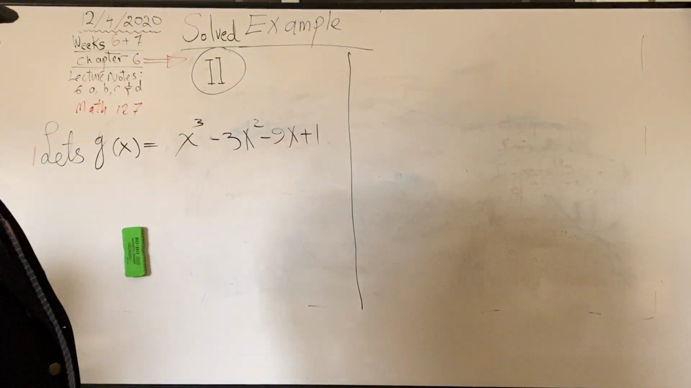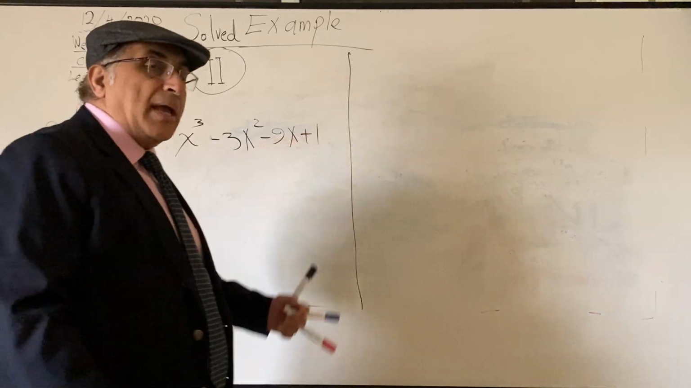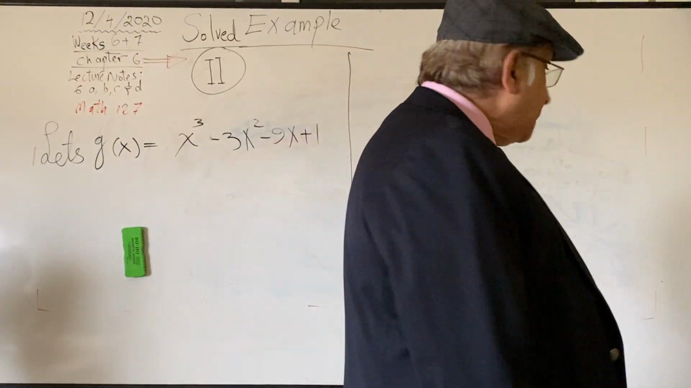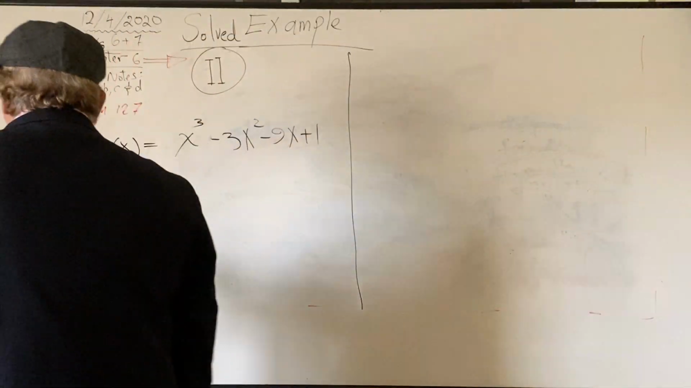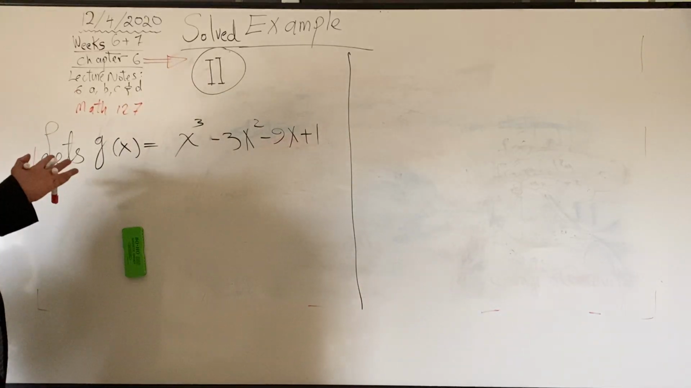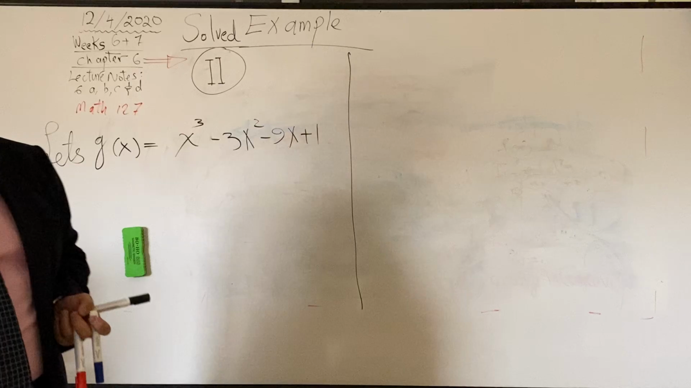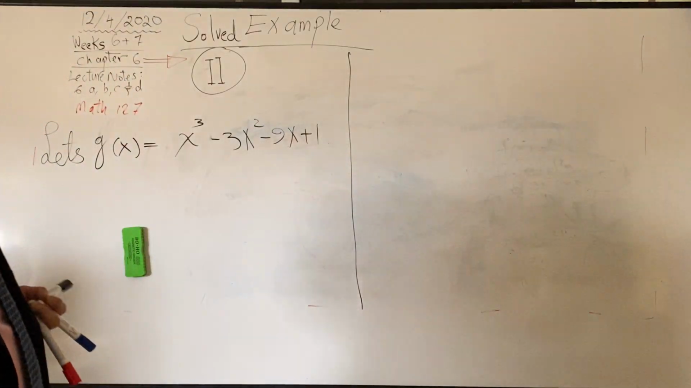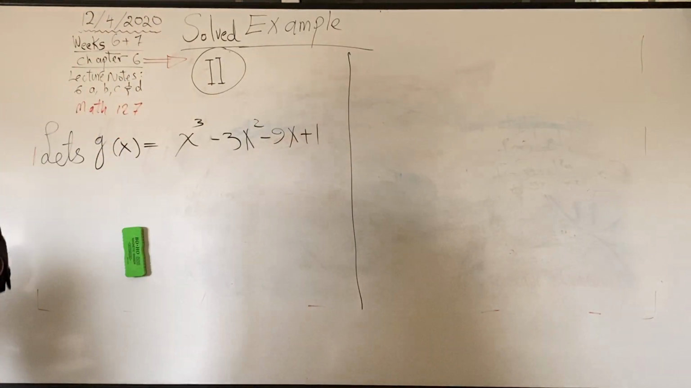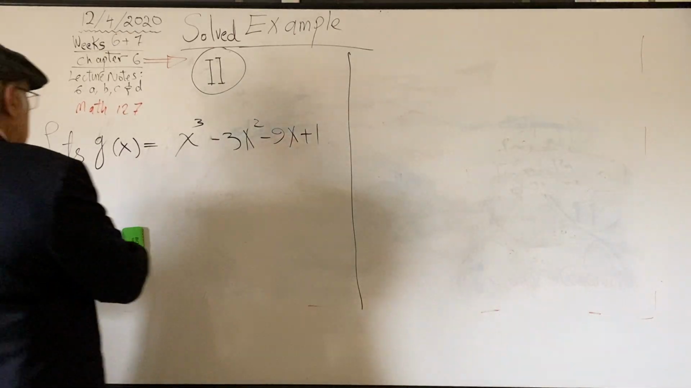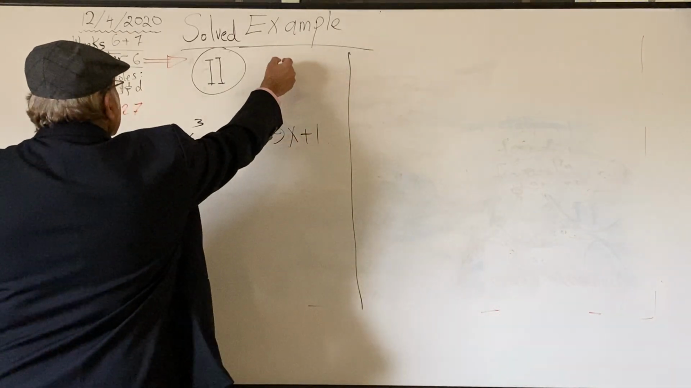Today we'll be talking about how to graph such a polynomial. I'm giving you here an example. I'm going to call this graph g of x, x cubed minus 3x squared minus 9x plus 1. What is my target? To graph this line. So what I want is to graph it.